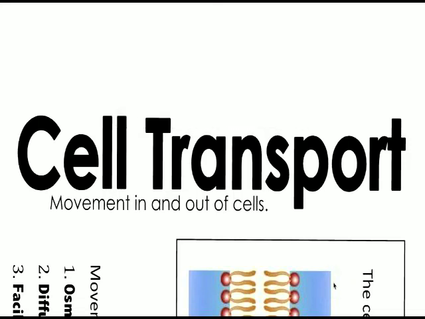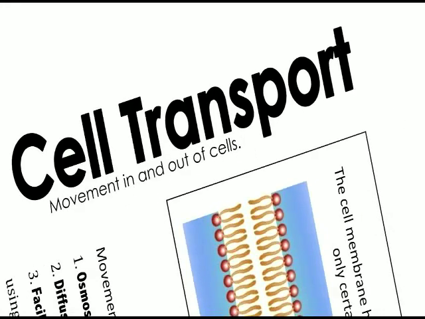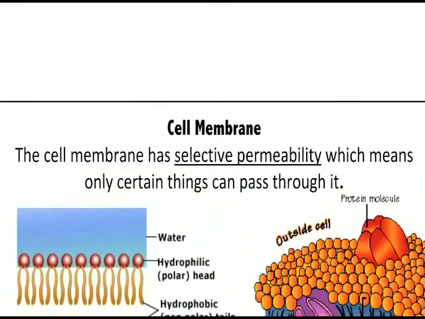Alright, you already know a little bit about the cell membrane. Cell transport happens through the cell membrane because the job of the cell membrane is to move things in and out of the cells. The cell membrane is said to have selective permeability, and that just means that only certain things can pass through the cell membrane. It's selective because not everything can pass through, and it's permeable because some things can pass through.